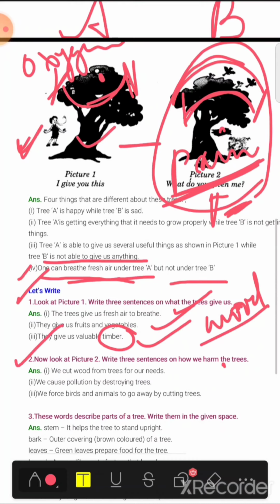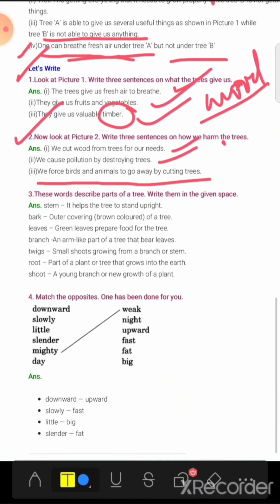Question 2. Now look at picture 2. Write 3 sentences on how we harm the trees, as I discussed before. We cut wood from trees for our needs. We cause pollution by destroying trees. We force birds and animals to go away by cutting trees. We are not giving water. The duty of watering plants, we are not doing that duty wholeheartedly. So in this way tree B is in pain.